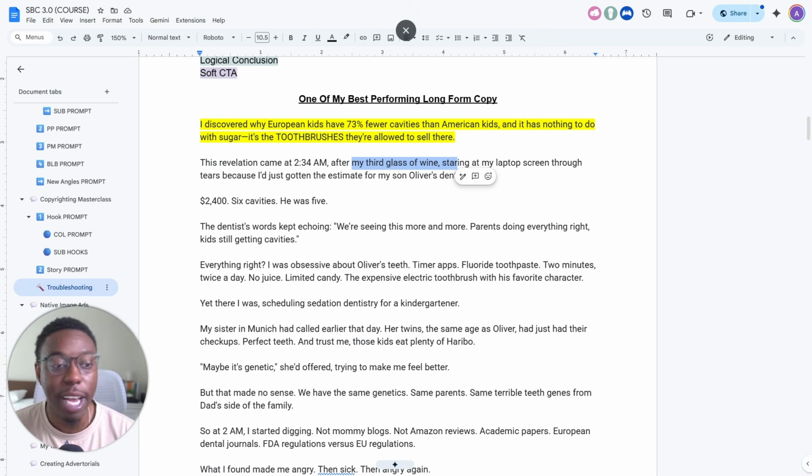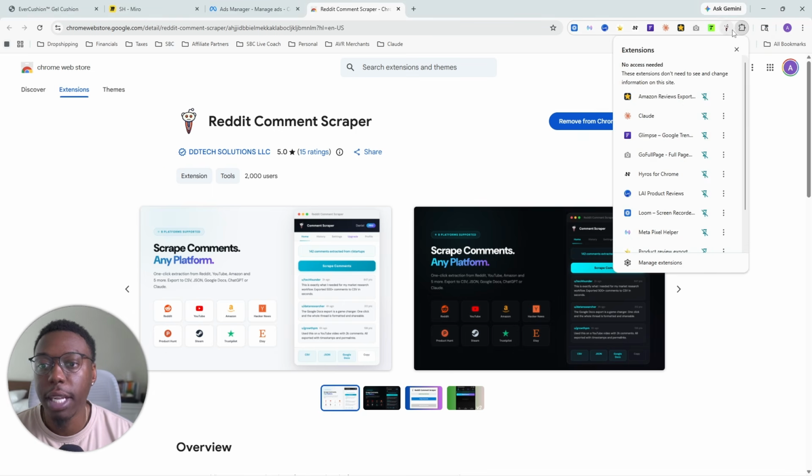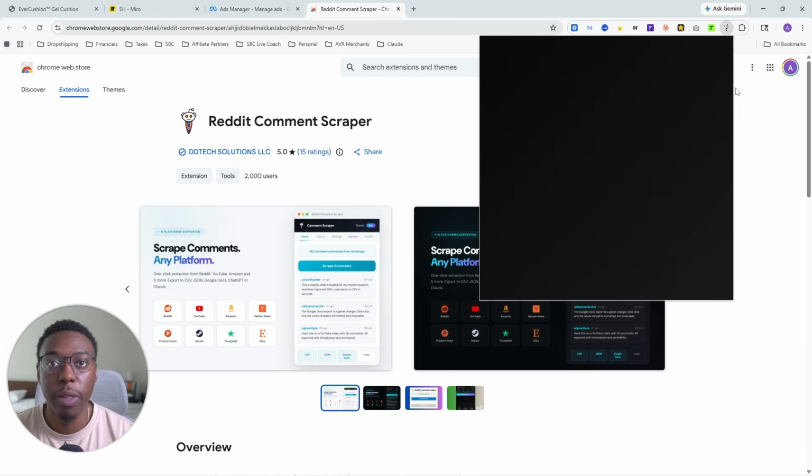Hopefully you guys are getting a ton of value, but I have to set the scene here so you guys aren't lost and confused when you see me making certain decisions later on in the tutorial. All right. So the first thing you're going to need is this tool here, Reddit Comment Scraper. You're going to install this as a Chrome extension, and scraping Reddit comments is the first step in this actual process because we're going to be doing some deep research.